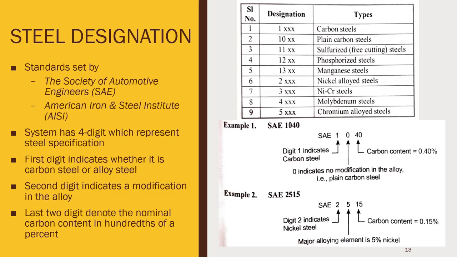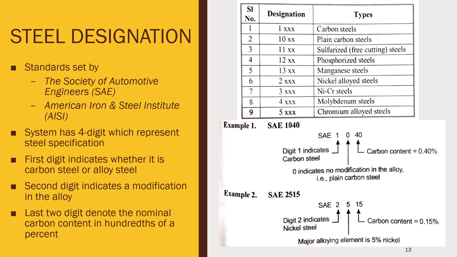So next we'll see the steel designation. As I told, there are different proportions and different standard grades of steel, so some name should be given. For that reason, the Society of Automotive Engineers, called SAE, and the American Iron and Steel Institute, AISI, have established standards for specific analysis of steels. The system generally uses a 4-digit number, which represents the steel specification.